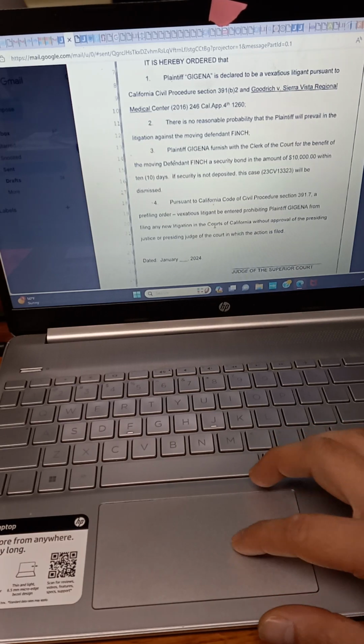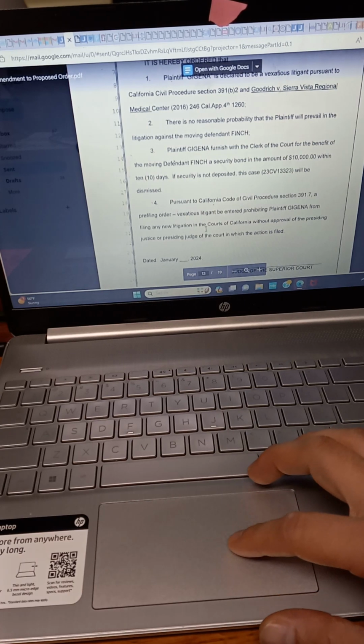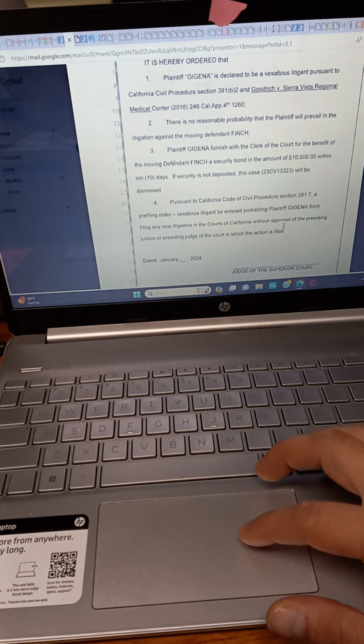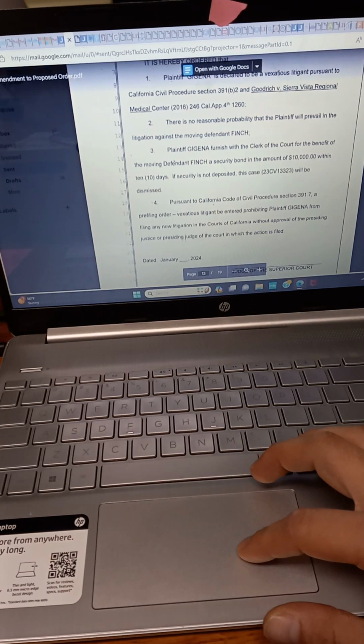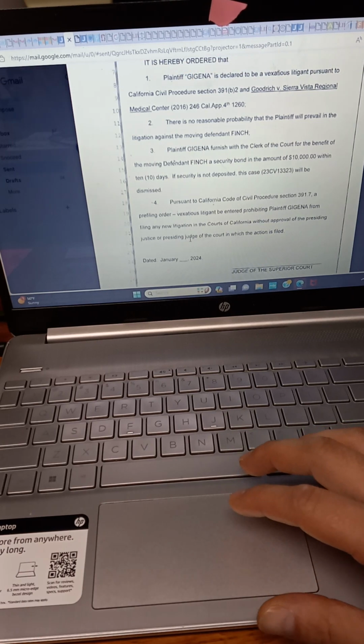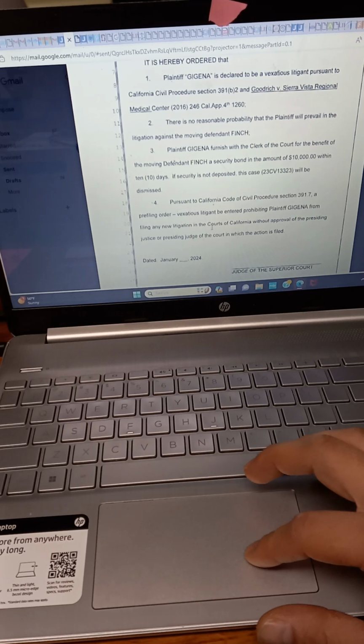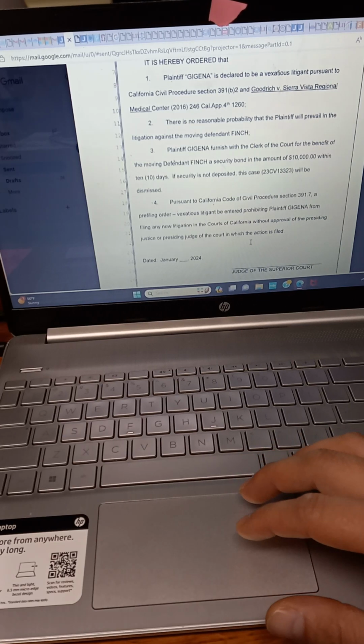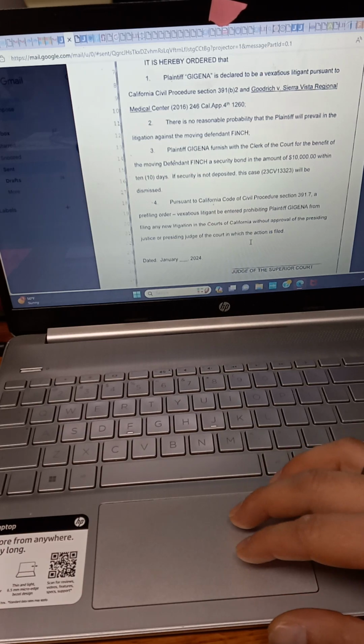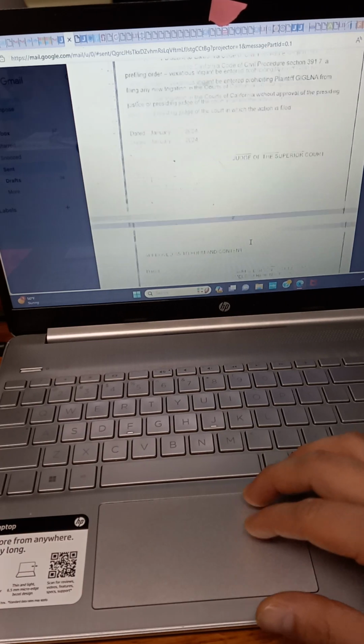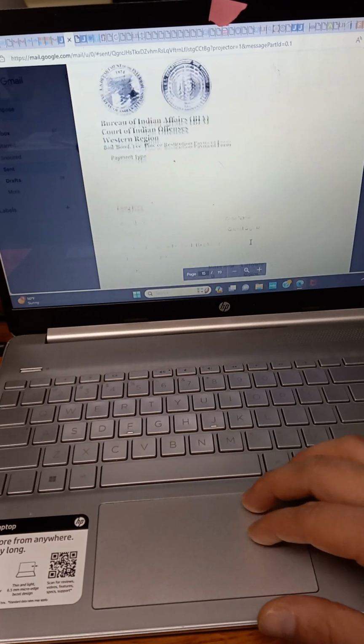And they're entering an order prohibiting me from filing any new litigation in the courts without approval from the presiding justice, which is actually a conflict of interest in this particular case, because the presiding justice already recused himself for conflict of interest.